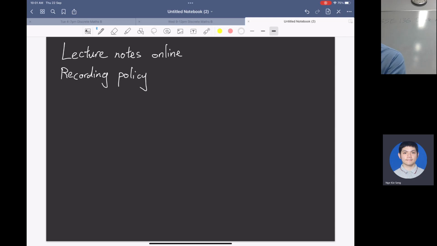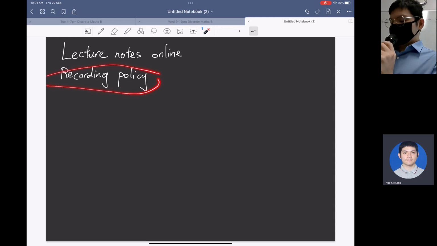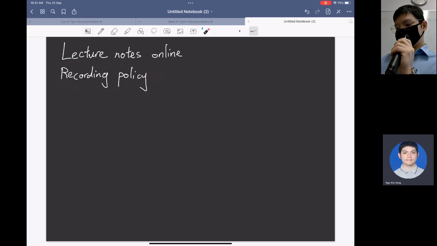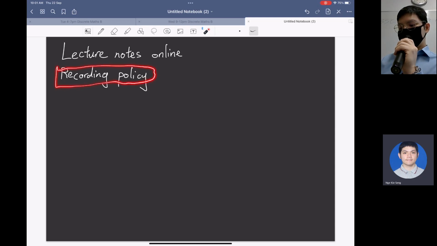Regarding the recording policy, for this semester the university doesn't want us to send or publish the recording, because they want the students to come back physically this year. I might be able to put out the recording if all the students are back, or if you have special requests, then maybe I will send it to you.